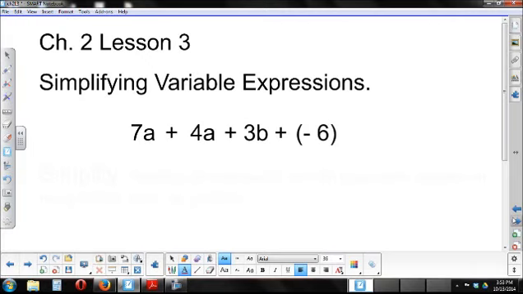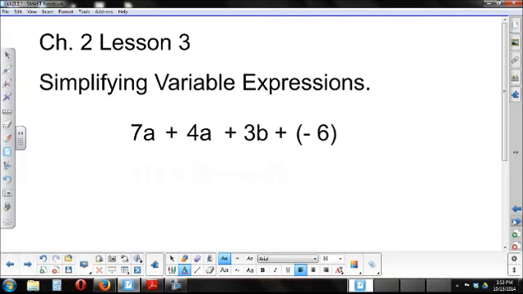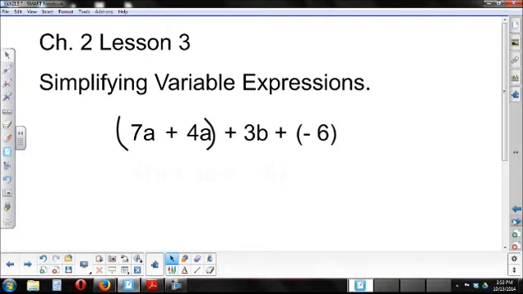Okay, let's get back to our original expression. And now we are ready to simplify the expression, which means to replace it with an equivalent expression using as few terms as possible. Looking at the expression, we have two like terms, 7a and 4a. We can combine those like terms, giving us 11a, and then we just add in the rest of the expression because we can't simplify that.